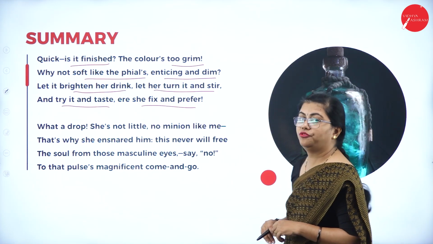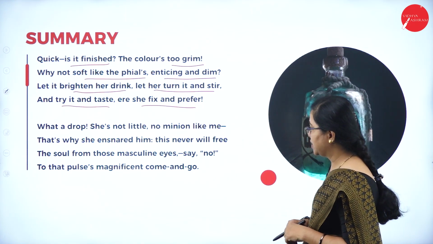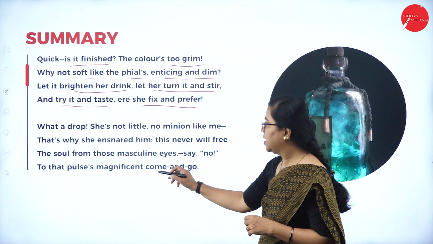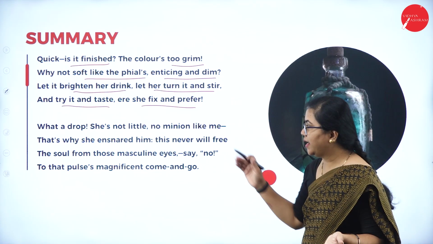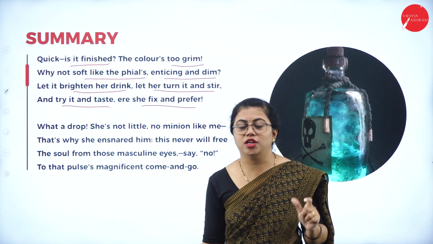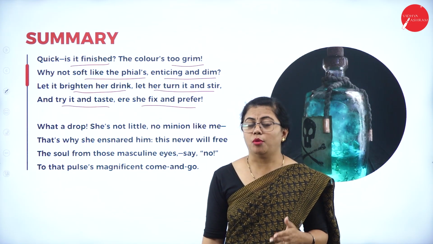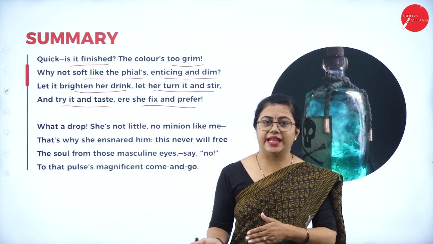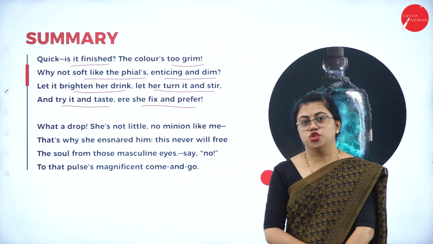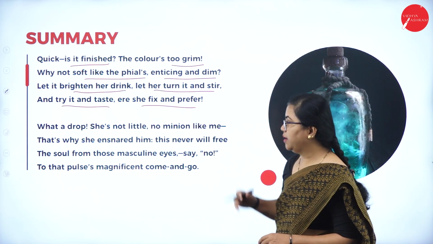This never will free the soul from those masculine eyes. Say no to that pulse is magnificent, come and go. Here the narrator, that is the lady, is talking about a man who is attracted to her. Probably that man was attracted to this lady first and later he has gone to the lady whom she is intending to kill. So she is talking about him over here.